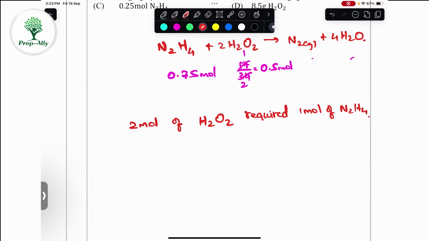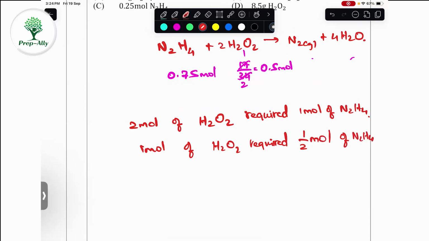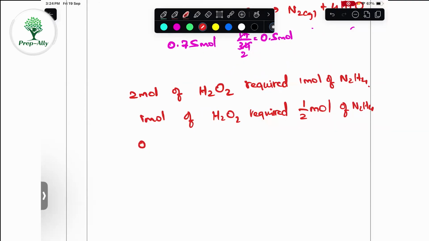Then what about, let's say I have H2O2 0.5 mole, right? So what about 0.5 mole? What about 1 mole of H2O2? First, you write that one. 1 mole of H2O2 require 1 by 2 mole of N2H4, right? And what about 0.5 mole of H2O2? Required 1 by 2 into 0.5 mole of N2H4.